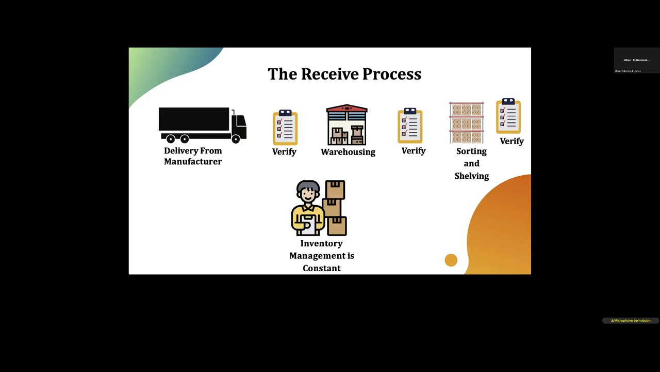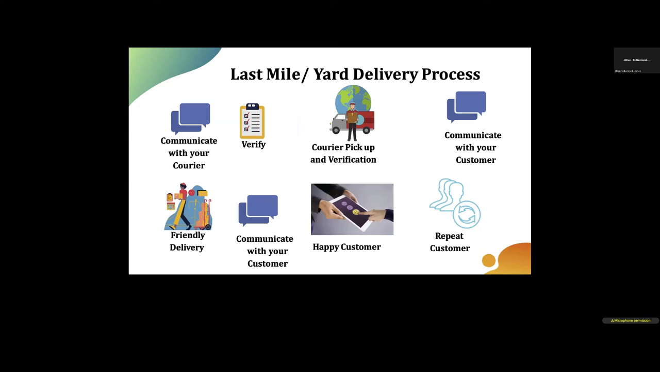So having an automated system in place, whatever that system is, to verify what your inventory is going to be is great. Last mile delivery. Again, as a business, these are the things that you have to pay attention to. Communicate with the courier. So an order comes in, you package that order. It's time to go. You reach out to the courier, you say, I have a package. It's ready to go.